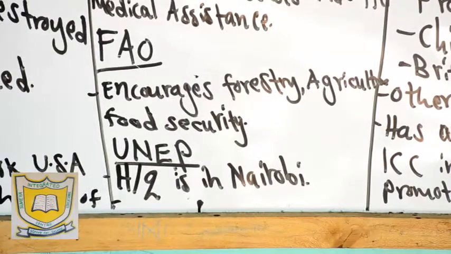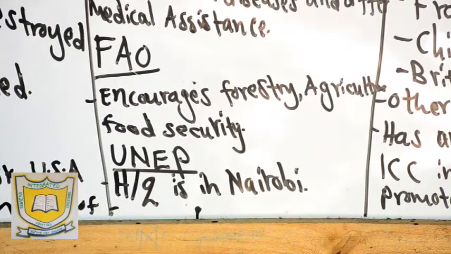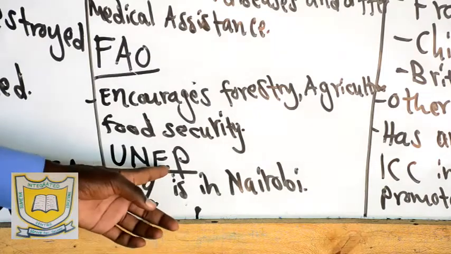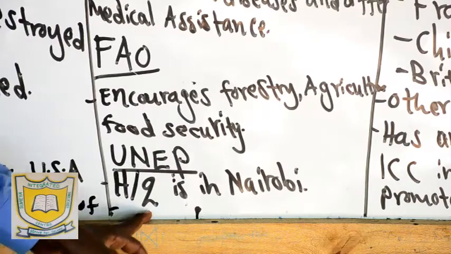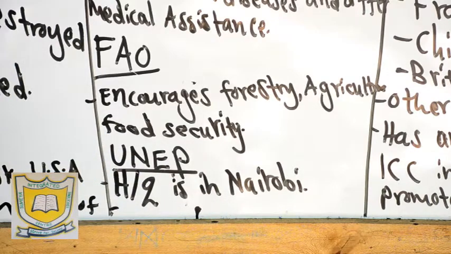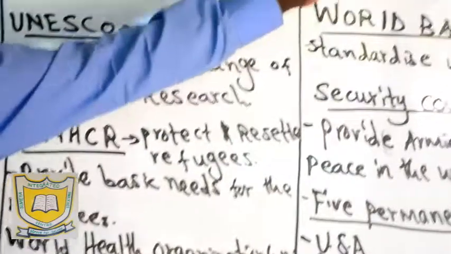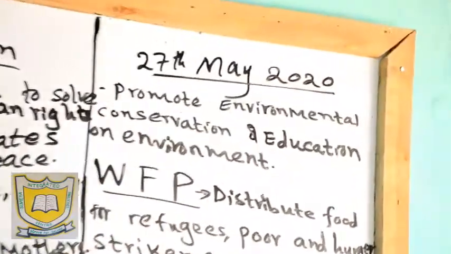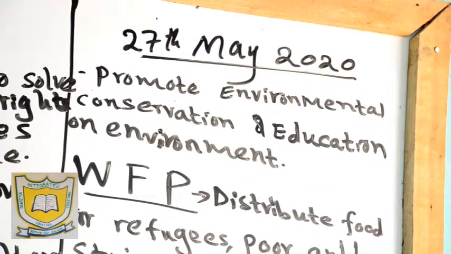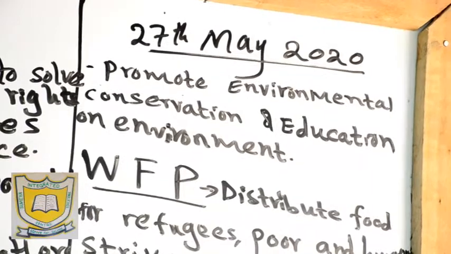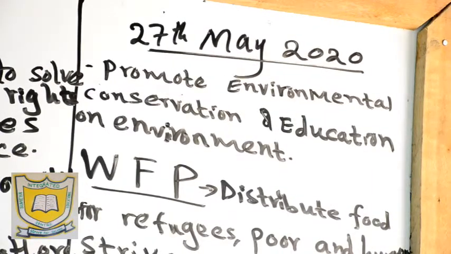And then we have what we call UNEP. UNEP means United Nations Environmental Program. So the headquarters, HQ, is in Nairobi, Kenya. So you'll find it there. It mostly promotes environmental conservation by planting of trees and cleaning of the environment, because we know very well the issue of environment is very vital when it comes to human life and even animals. So that's what you're talking about.